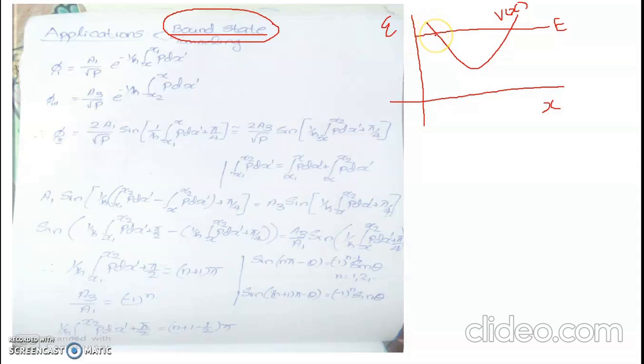Now look at this figure. You can have two different points. I will label these points, say respectively x1 and x2, at which the total energy curve meets the potential energy curve.